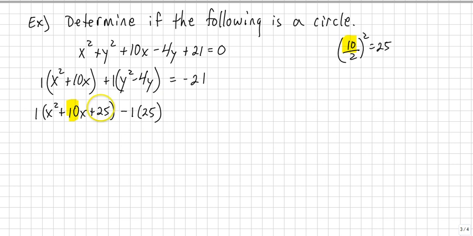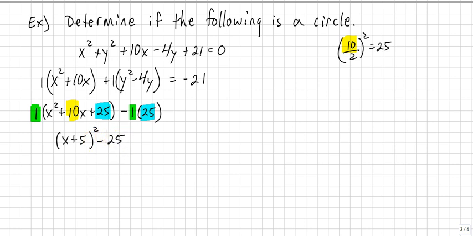So we need to, just like when we completed the square. And then this should factor. So we get x plus 5 quantity squared and then minus 25.